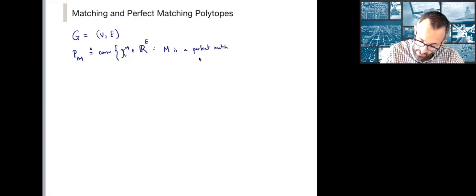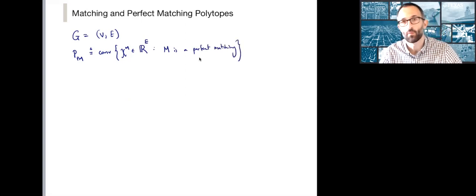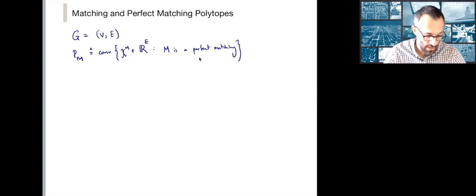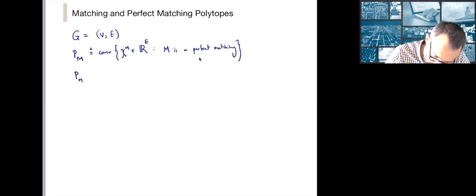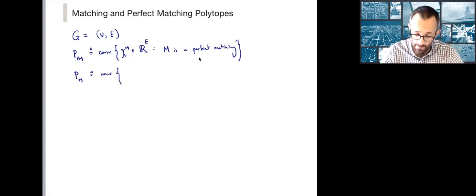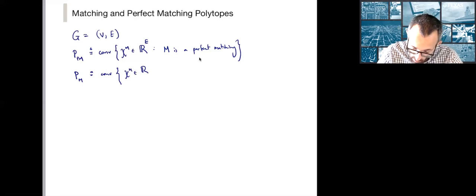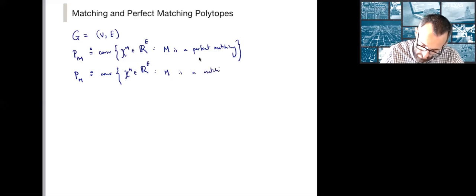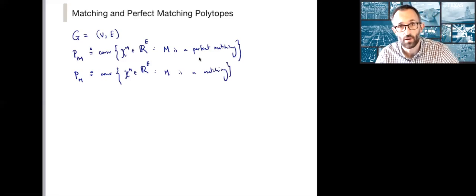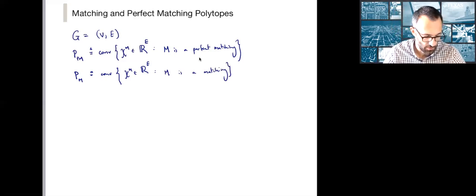And if your graph is something like a triangle, which fails to have a perfect matching, then this polytope is empty. And then similarly, the matching polytope is the convex hull of the same thing, where now M is just a matching. So it's chi^M. I'm not even assuming that they're maximal or maximum, such that M is a matching. So in particular, 0 is an element of PM, the matching polytope.